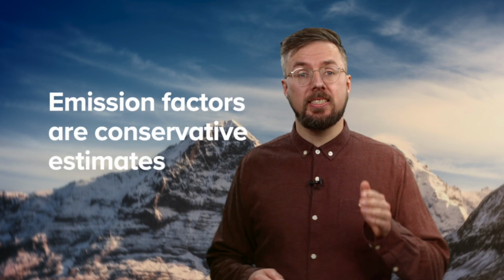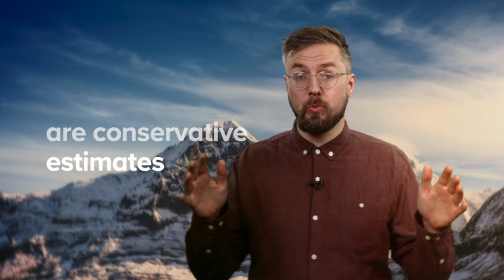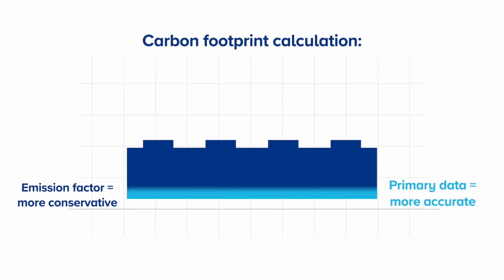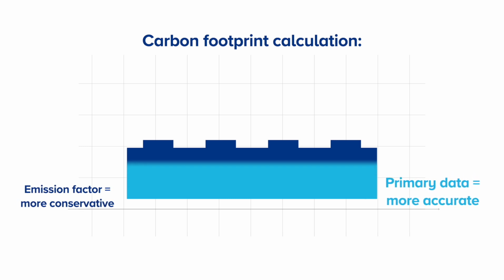Emission factors are necessarily conservative estimates because they account for all the variations within a category. Therefore, using primary data will often result in a smaller carbon footprint. Every little bit of primary data that can be included in your calculations will provide a more accurate estimate.